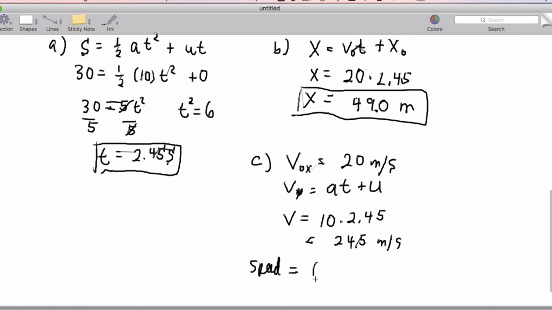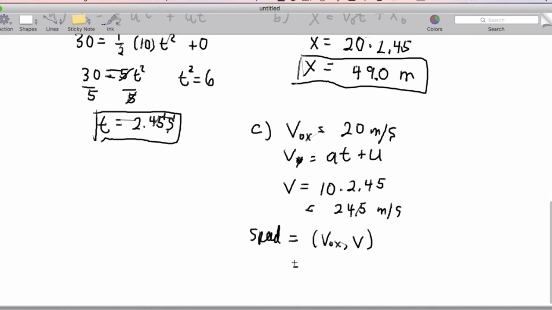which is made up of v naught x and v, which is the y direction speed. So that's going to be the square root of 20 squared plus 24.5 squared, which is going to give us 28.6 meters per second for the speed. All right, that's question number 7.